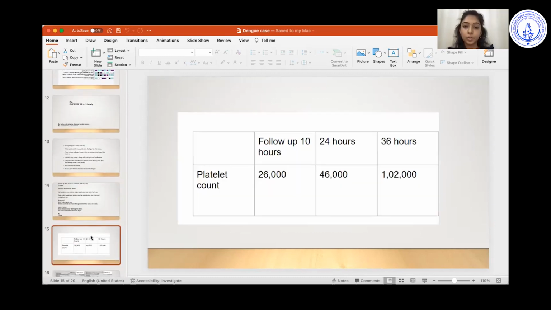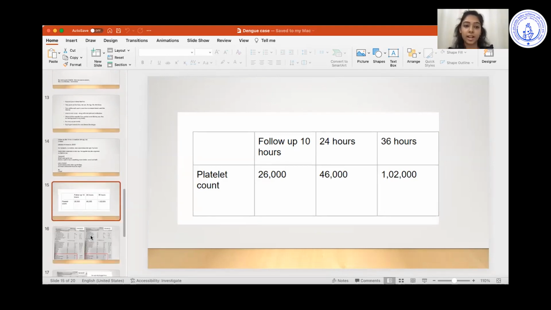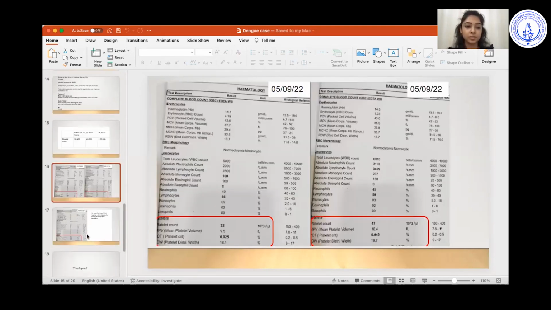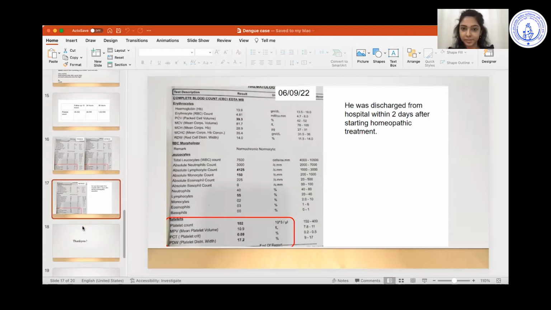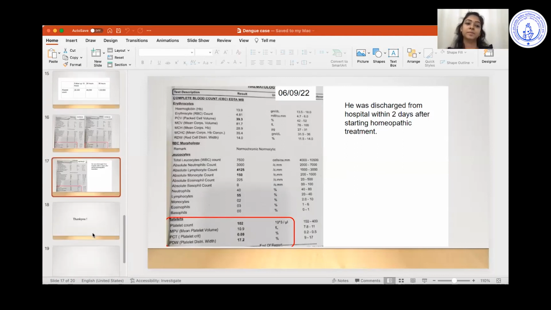And then after 24 hours, it increased to 46,000. After 36 hours, it increased to 1 lakh. You can see these reports here. I hope it is visible. He was discharged from the hospital within 2 days after starting homeopathic treatment. So this was the beauty of Repertorium. Thank you.